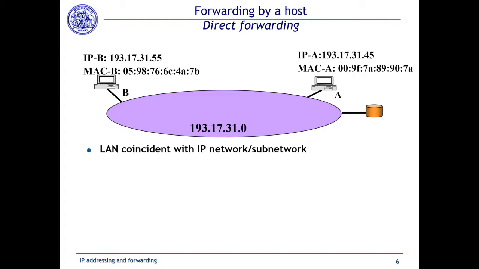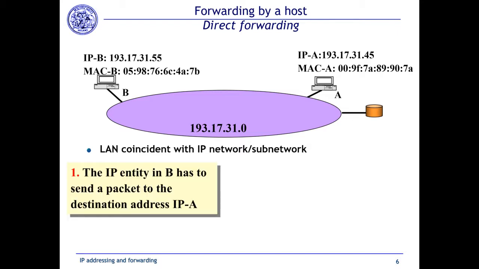Assume that you have host B that has to send a packet to host A, and the packet is an IP packet, so it's sent at layer 3. We are in the situation where B and A are connected on the same physical network, so they have 2 IP addresses that belong to the same IP net. The IP net is again 193.17.31.0, and the 2 addresses, as you can see, belong to the same IP net. They also have MAC addresses because they are connected to the same layer 2 network.